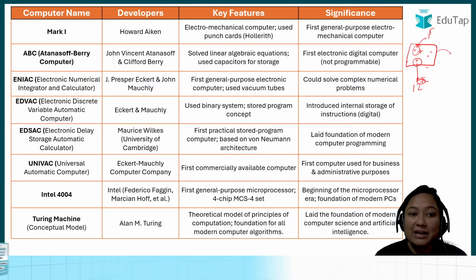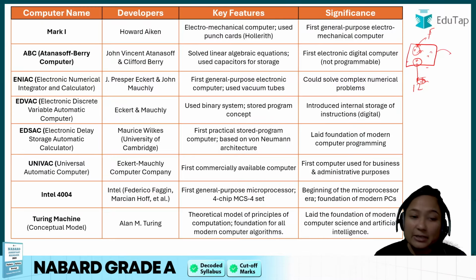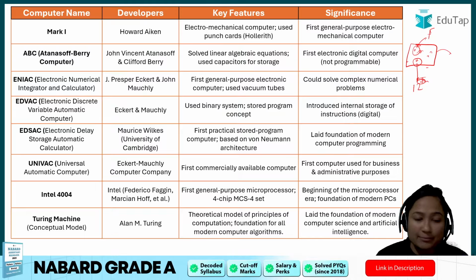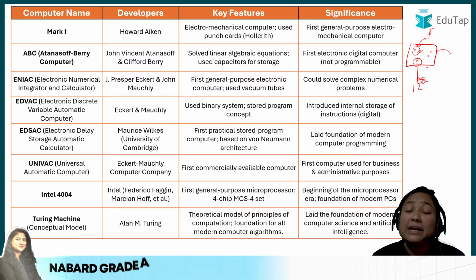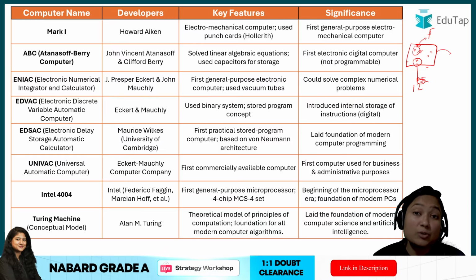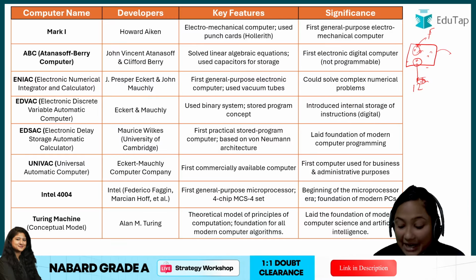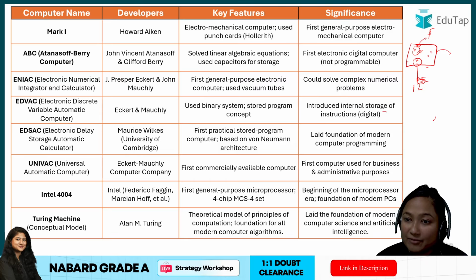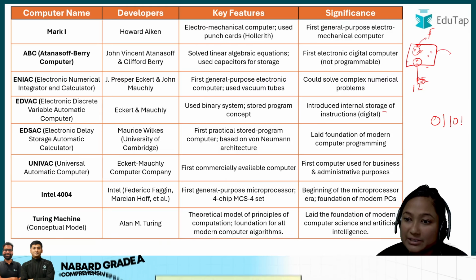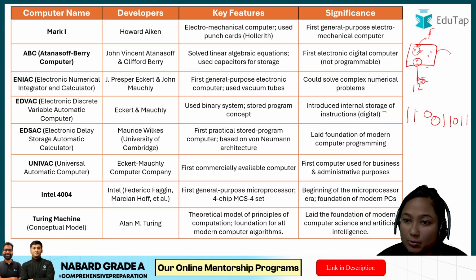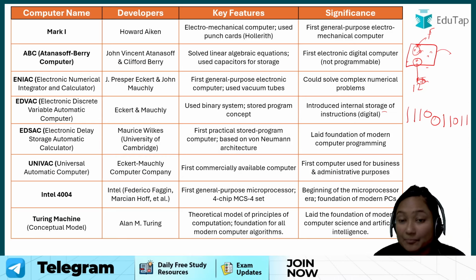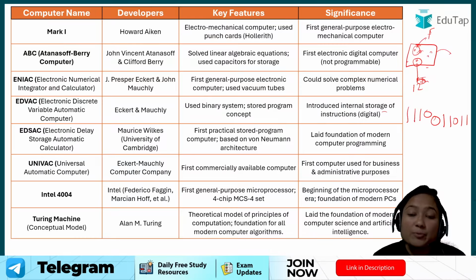Now EDVAC, again it was from Eckert and Mauchly, the same developers. It was a kind of successor. This particular computer was using a binary system. That means at that time the language we were using was machine language that uses two digits only. So with EDVAC we had the binary system and the stored program concept.